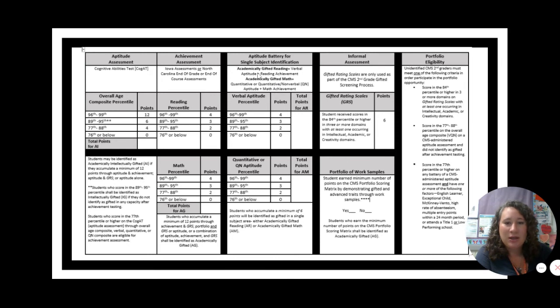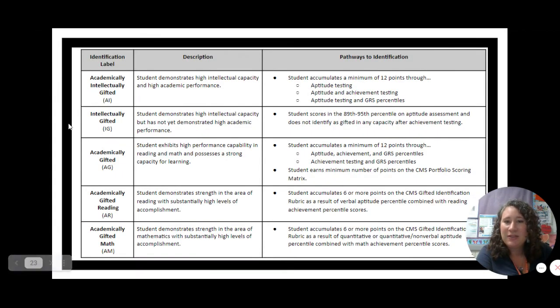So using these specific tools, students can identify just in reading or just in math. Here, verbal aptitude is for reading, and the bottom, quantitative or QN aptitude, is for math. This fourth column is the informal assessment column with the GRS here at the top and then the portfolio points here at the bottom. And the far right column is the criteria for submitting a portfolio. Again, these are the different identifications that students can be identified as gifted.